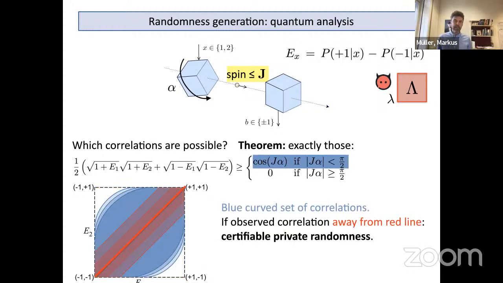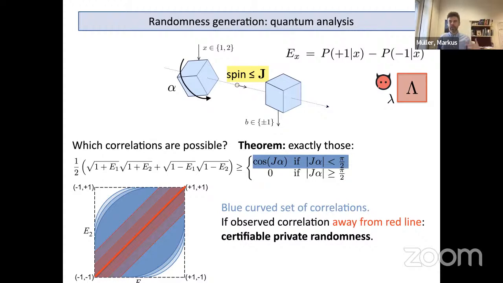So if it's not the case, then you get a set of correlations that's like the blue bulky one. We have a couple of blue ones for different alphas, so please don't get confused by that. But you can see, for example, that these interesting deterministic correlations become impossible. And this tells you, if you now observe a correlation from the set and you're away from this red line in the middle, then you can actually certify private randomness from this. And you can be sure that the eavesdropper, even knowing more than you, cannot predict the outcomes.